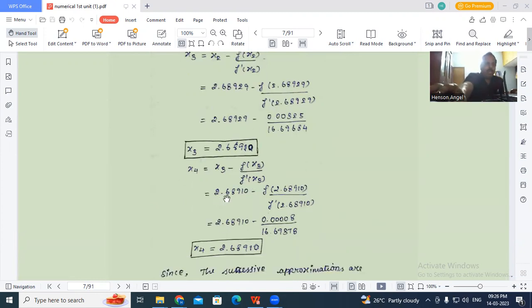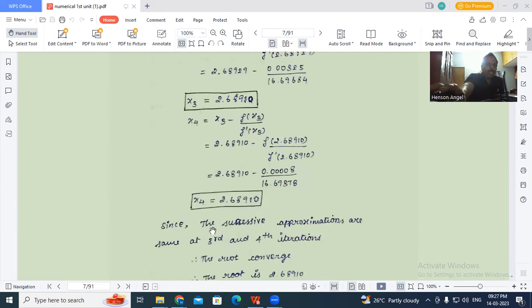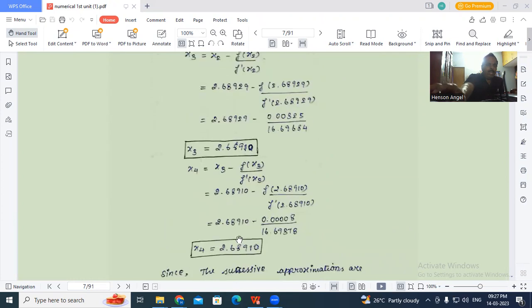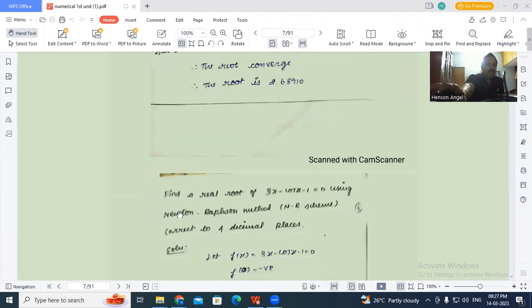Similarly, we calculate the fourth approximation x4 equal to x3 minus f of x3 by f dash of x3. That is equal to 2.68910 minus f of 2.68910 divided by f dash of 2.68910. Now we simplify this, we get the x4 value as 2.68910. So here x3 and x4, they are equal. Since the successive approximations are same at the third and fourth iterations, therefore the root converges. Therefore the root is 2.68910. So this completes the second problem.